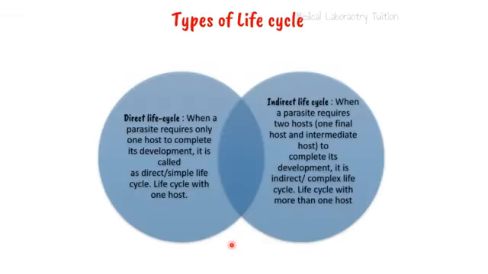Types of life cycle: we have a direct life cycle and an indirect life cycle. In a direct life cycle, only one host is required for the further development of the parasite. That is called direct and simple, because only one host is needed. Now, the indirect life cycle requires more than one host. One is the final host, another is the intermediate host. The final host is also called the definitive host. We also call this a complex life cycle because we need two hosts.